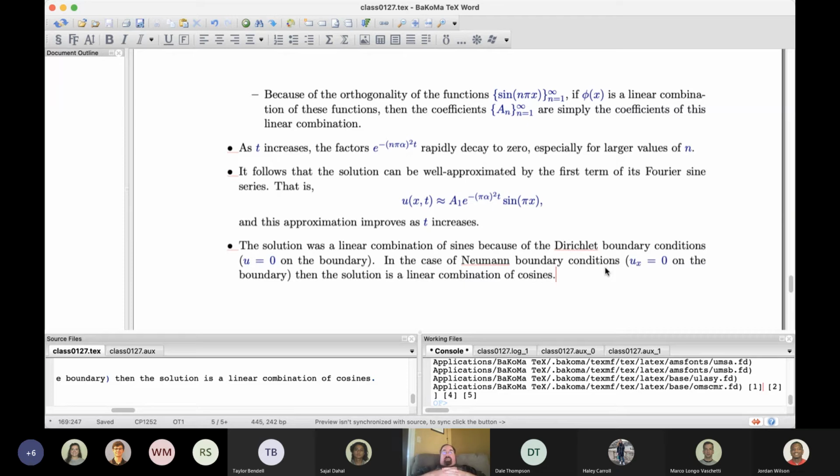So keep it in mind that when you look at one of these problems that I might assign, here's your initial condition, here's your boundary conditions, and you see that U is 0 on the boundary at both boundary points, then bam, your solution is a linear combination of sines.